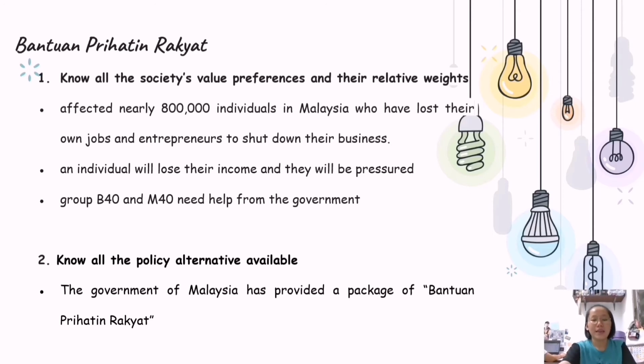So the second element is to know all the policy alternatives available. The government of Malaysia has provided a package, Bantuan Prihatin Raya, to all Malaysians, especially from the lower income groups, which are B40 and M40.